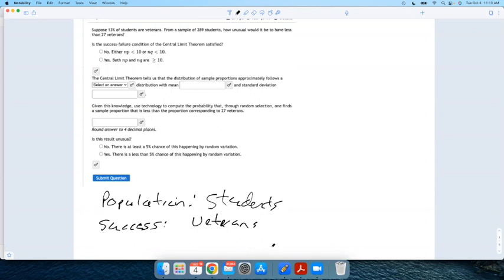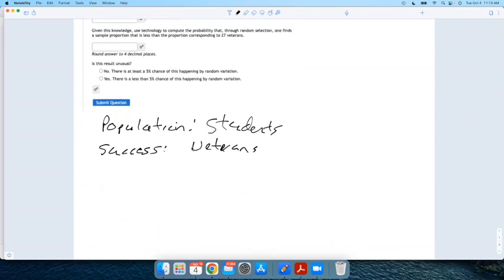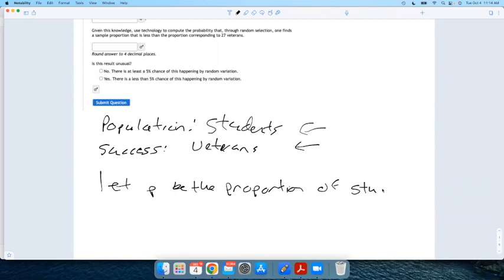That's success. Now, the reason we write these two down is to help us write this next line. This next line is a required step. If you don't write this, I'm going to take points off. Let P, the population proportion of success, be the proportion of these guys that did that. Always. It's always proportion of these that did that. Of students that are veterans.